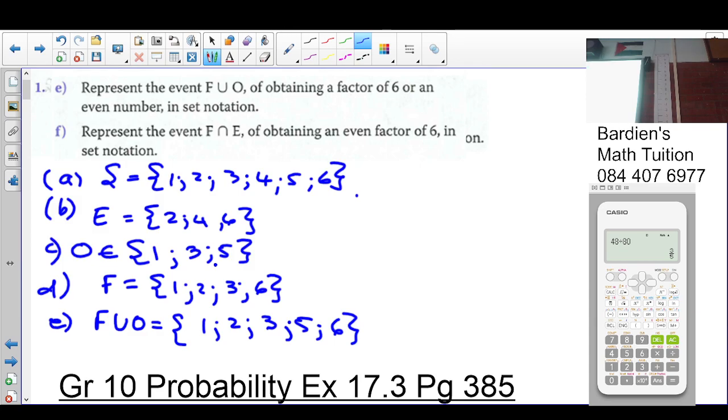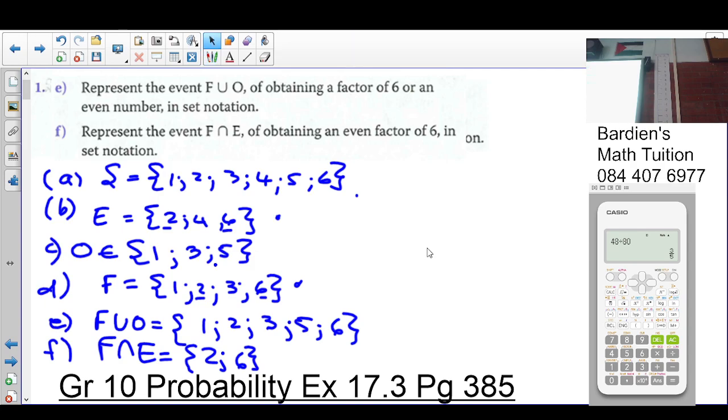Let's look at F. F represents F intersection E. So this is F and E, the elements that belong to both sets. So F and E is F, and here's E. Which numbers belong to F and E? 2 and 6. So 2 and 6. Okay, that is F intersection E.